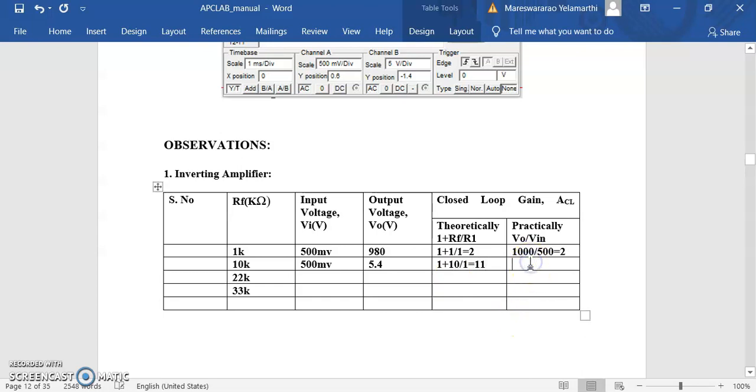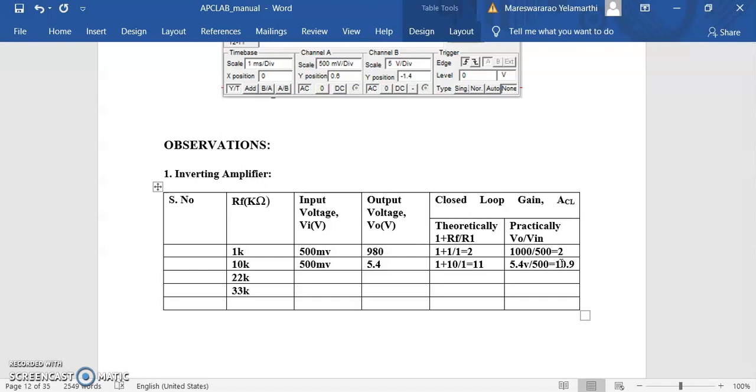Now the practical gain value is 5.4 volts divided by 500 millivolts, which equals 10.99. The theoretical gain value is 11 and the practical gain value is 10.9. Like that, repeat the procedure for 22 kilo ohm and 33 kilo ohm resistors, and note down the values in this tabular form.